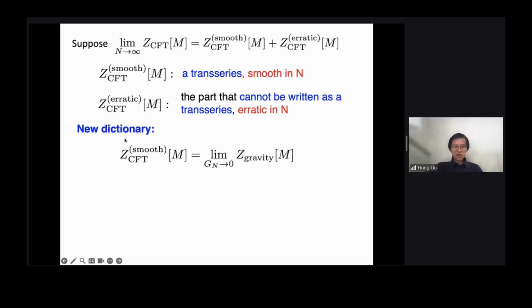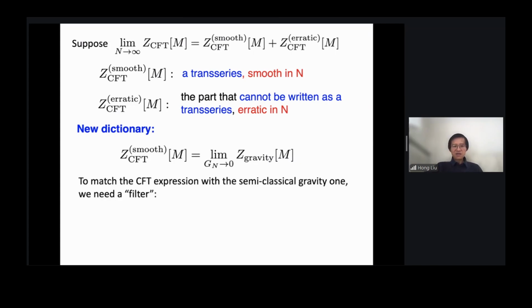So the new dictionary I propose is that we take the smooth part of the CFT partition function, the part which you can write as a trans-series, and identify that part with the gravitational partition function, because the gravitational partition function by definition is a trans-series. In other words, to match the CFT expression with the semi-classical gravity one, we need a filter. We need to filter out the smooth part of the CFT partition function, and get rid of this erratic part.